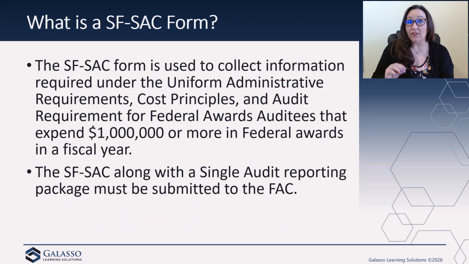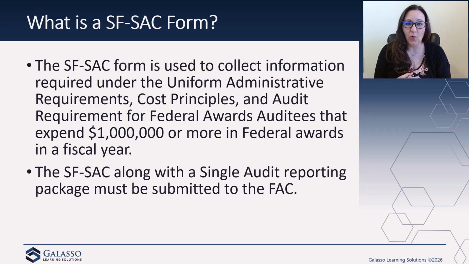And I do want to dive in a little bit so you understand what these forms are. So what is that SF-SAC form? Well, it is used to collect the information that's required under the Uniform Administrative Requirements, Cost Principles, and Audit Requirements for Federal Award auditees. But really, that's just talking about our single audits under uniform guidance. And now that we have our Yellow Book 2024 implemented, it's going to be for auditees that have expended $1 million or more of federal awards in a single year.